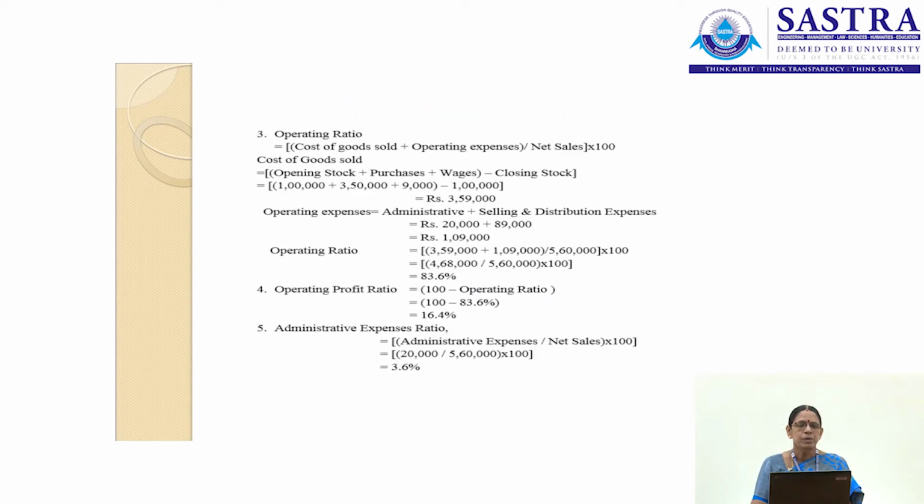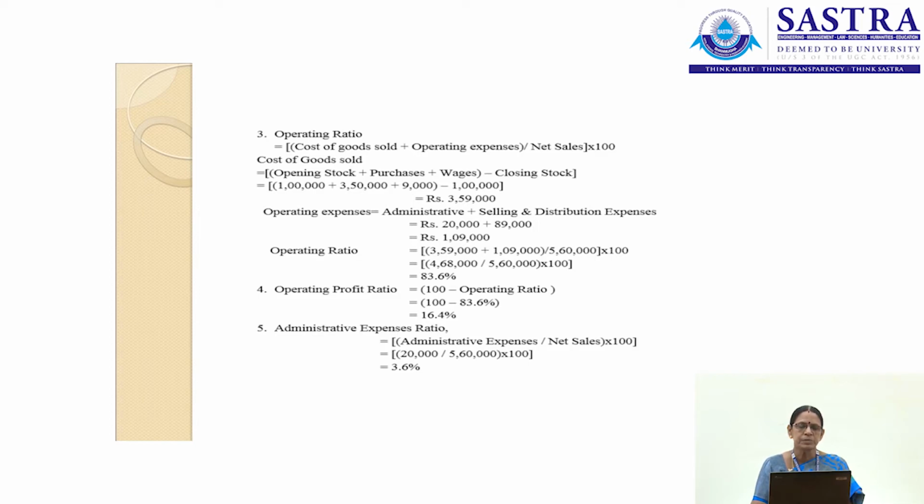Operating ratio is cost of goods sold plus operating expenses divided by net sales. As we already told, we are going to take only the operating expenses. We have to find out what is the cost of goods sold. So opening stock plus purchases plus your wages, that is all your direct expenses, minus your closing stock, it is 3,59,000. It can be otherwise calculated as sales minus GP also. So 1 lakh plus 3,50,000 plus 9,000 minus your 1 lakh, we will get 3,59,000.